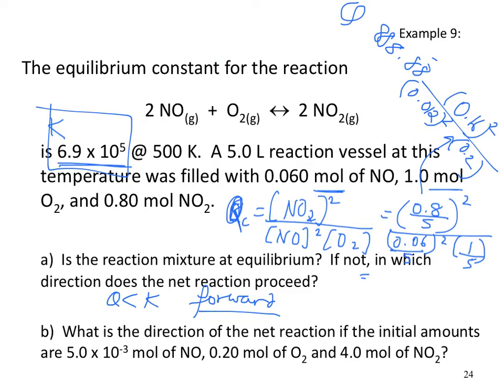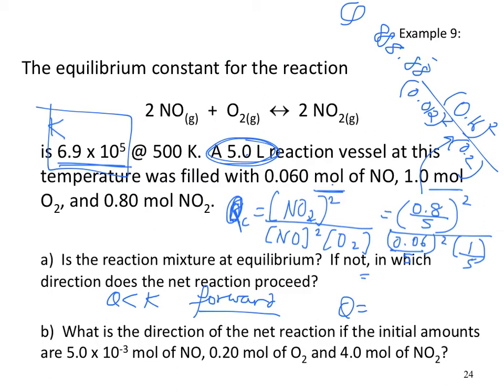The second part is, what is the direction of the net reaction if the initial amounts are 5 times 10 to the negative 3 for NO, 0.2 moles of O2, and 4 moles of N2? So we are going to do the same thing again, calculate Q and then compare that to the value of K. But now you would be plugging in different numbers here. Realize we are again using the volume, so moles divided by volume gives you molarity. That's the molar concentration.